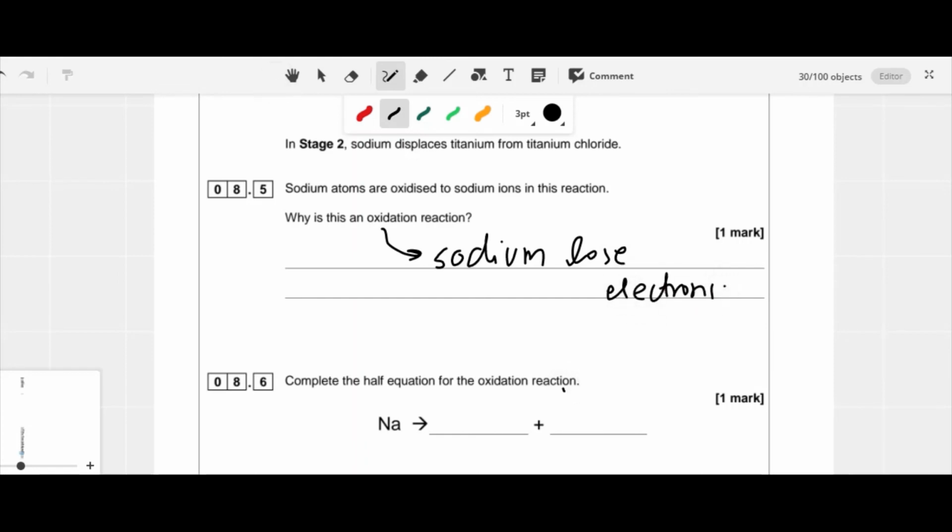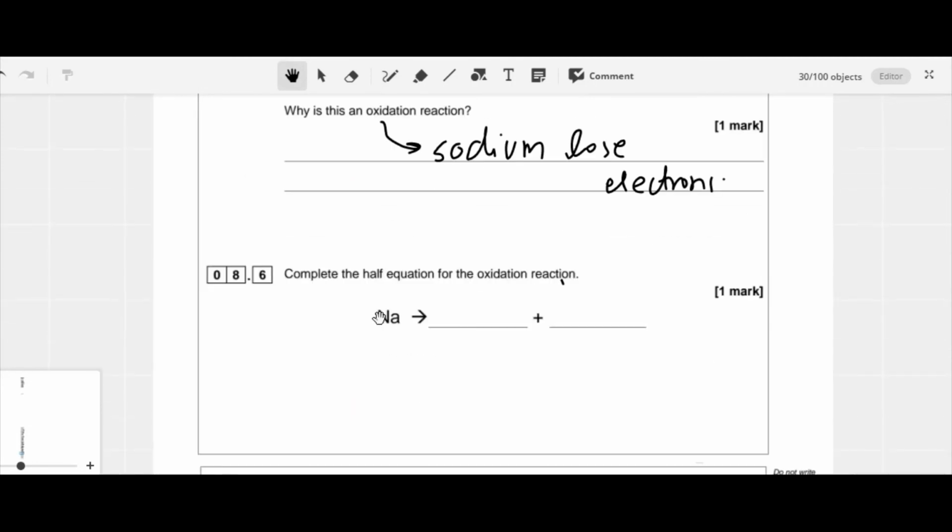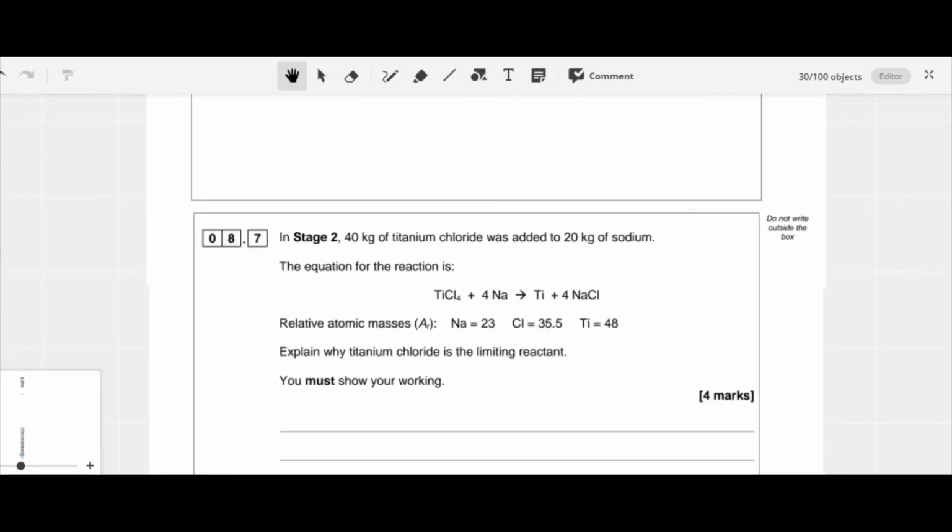Okay, the next question: complete the half equation for the oxidation reaction. So that is sodium. Here, in the oxidation reaction, the sodium will lose one electron. So here it will look like this: it will form a cation that contains a plus one charge, by donating one electron.